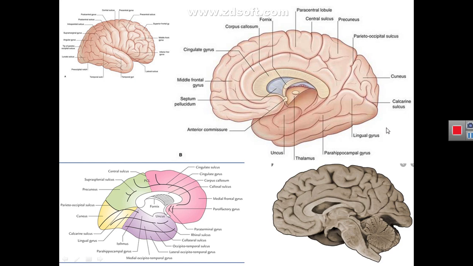This is all about the medial surface. We have to add that below the calcarine sulcus is the lingual gyrus, which is sometimes considered as a part of the inferior surface that we will study soon, and some authors consider it as a part of the medial surface. So now we have to pass to gyri and sulci on the inferior surface, which is the last surface.